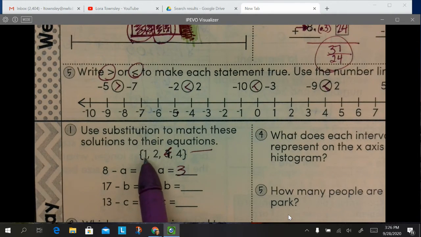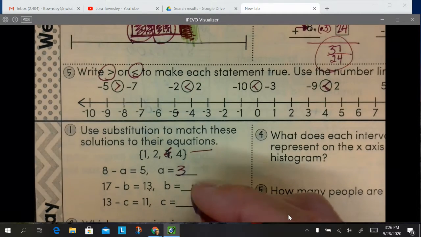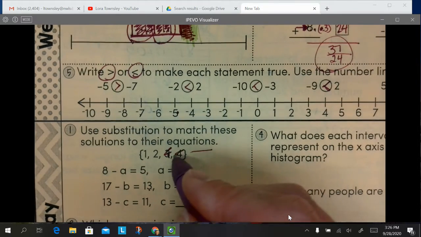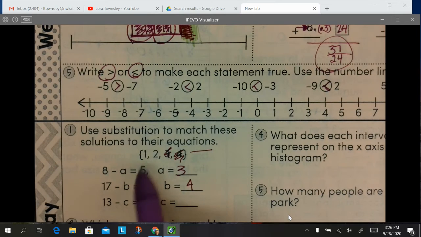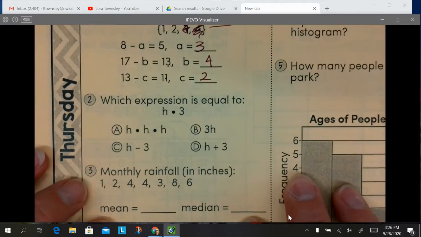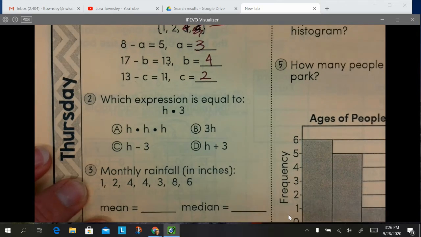Do the next one. 17 minus 1 equals 13? No. 17 minus 2 equals 13? No. 17 minus 4, yep, that equals 13. That one's done. 13 minus 1 equals 11? No. 13 minus 2, yep, equals 11. So those are your answers. Good job.